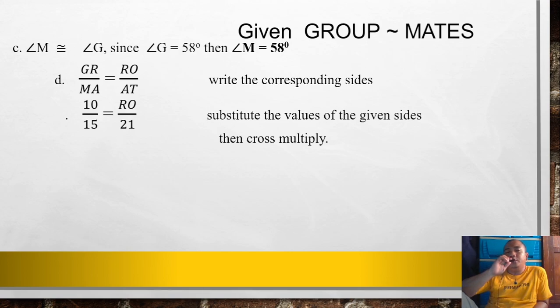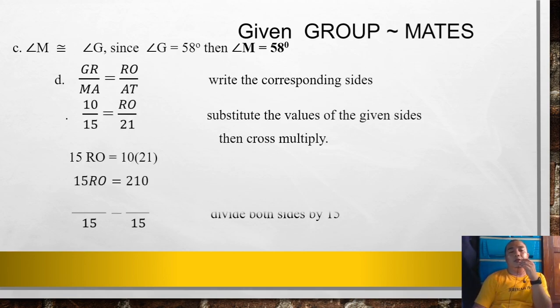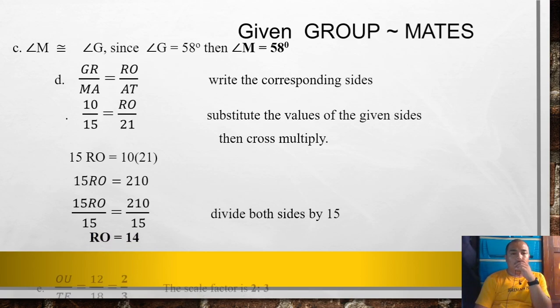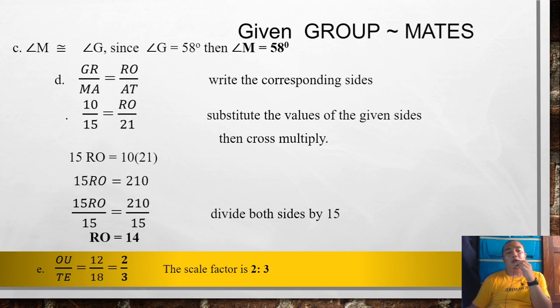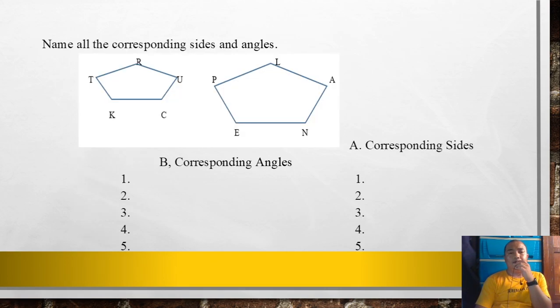Cross multiplication, 10 times 21, 210 divided by 15. 210 divided by 15 is 14. 14 is RO. Therefore, the scale factor is 2:3. Yes, 2:3, the lowest term of 10 over 15. Now, let's proceed to exercises.